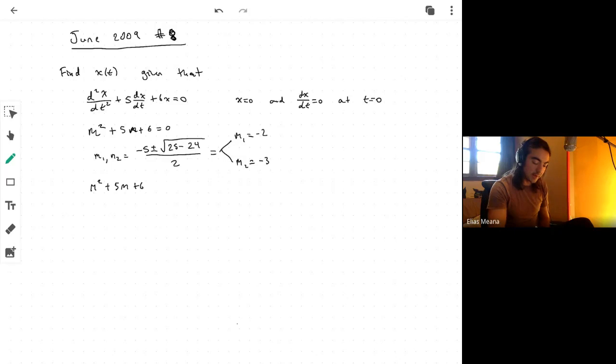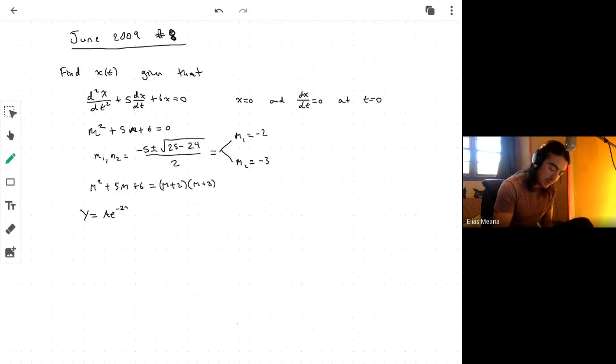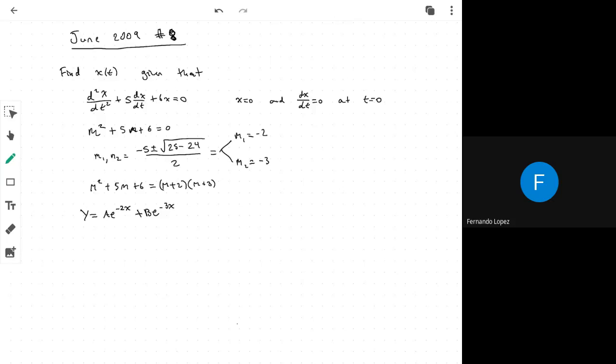Okay, so this can be written as (m plus 2)(m plus 3). I don't know why I used the quadratic formula. In any case, we end up with m1 equal to minus 2, m2 equal to minus 3. All right, and so we have two distinct real roots. We can immediately, without even thinking, be robots and just say this is a e to the minus 2x plus b e to the minus 3x. That's our solution.